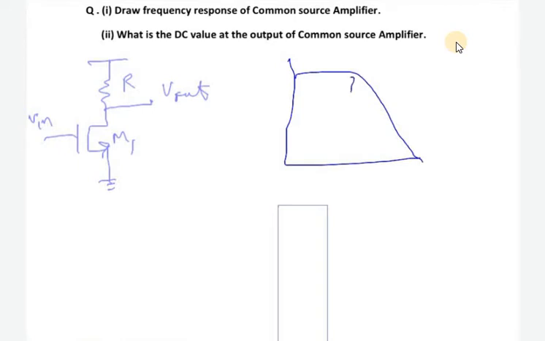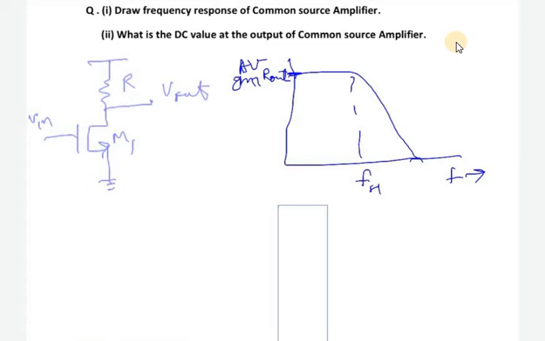This is FH, the high cutoff frequency. This is the frequency axis and this is the gain axis, and here if you see, the maximum gain is gm Rout. So this question was asked in one of the interview rounds of the VLSI industry.